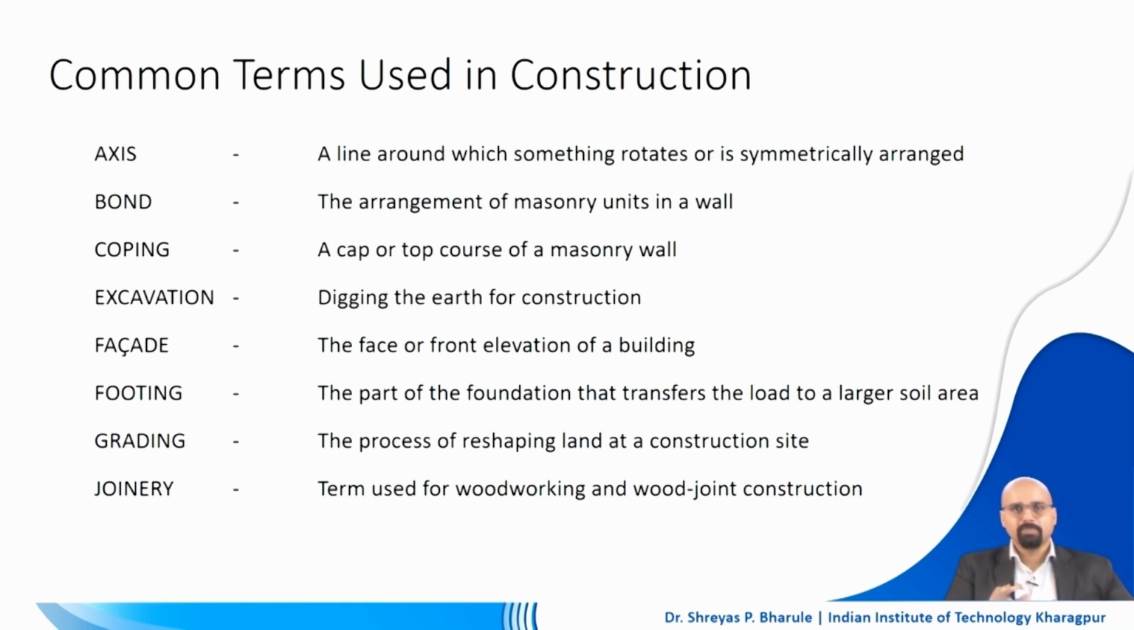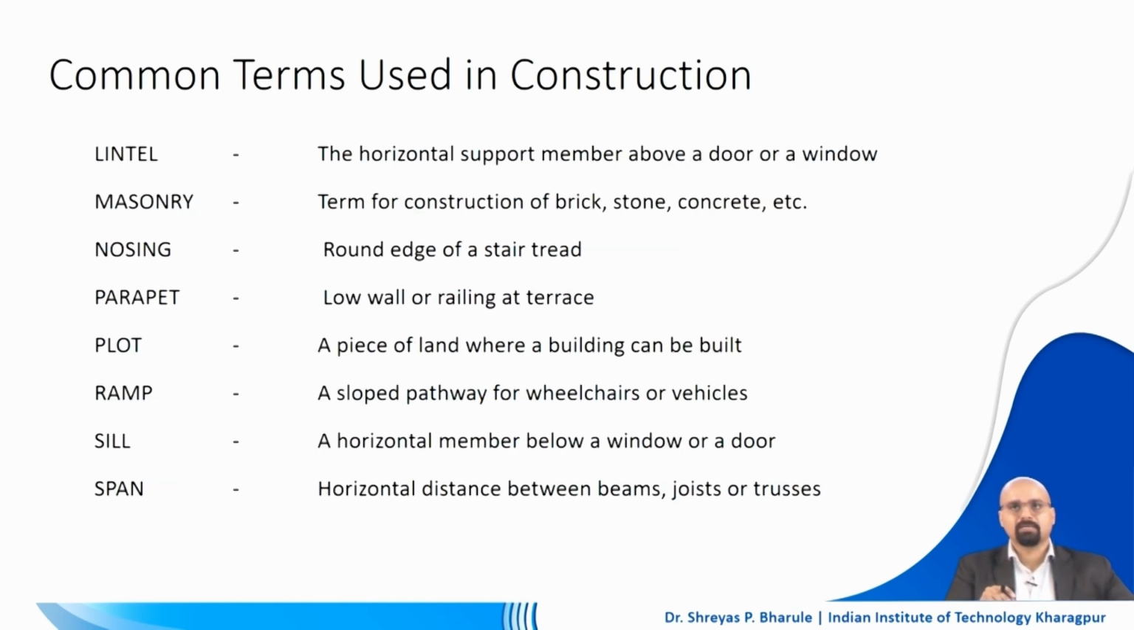And lastly would be joinery, where you are talking about wood joints or different types of typical structural joints. For example, if you have a sloping roof, you will have a lot of woodwork in there, in the trusses and trellises of the wood, right. So next we have the lintel, masonry, nosing, parapet, plot, ramp, sill and span.